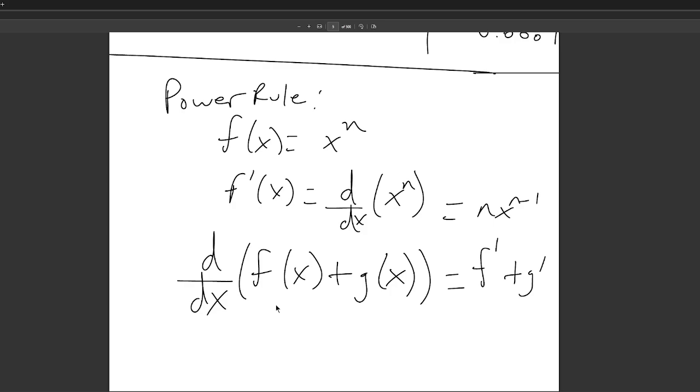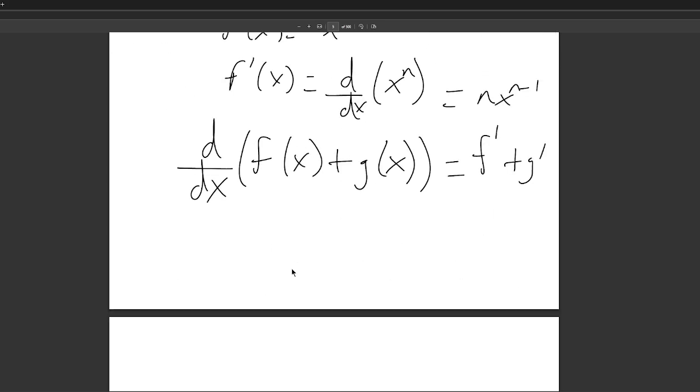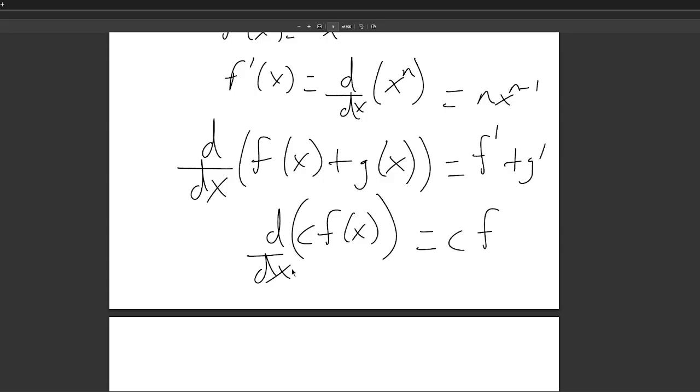The other property of a linear operator is if you have c times f of x and you want to differentiate that, some constant times a function is the same as c times f prime of x, which is the same as c times df dx. But wait, why is the c still inside the parentheses? Why aren't you taking the derivative of c? Because c is a constant, you can just pull it out.